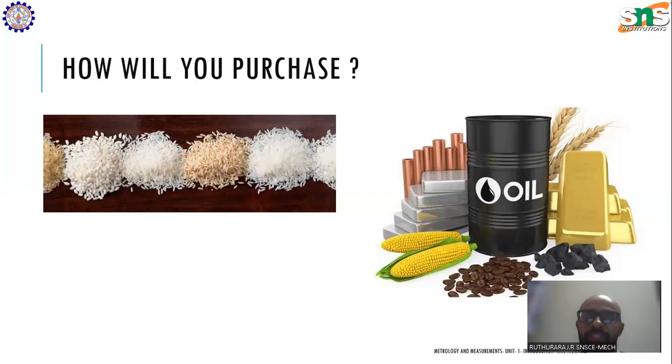What are the different forms of measurement? There are different measuring forms. For example, weight can be stated in terms of kilograms. Other than that, we can use ounces and pounds. So different forms of weight measurements are available. Similarly, oil or a liquid, you can measure in terms of liters or gallons. Like that, different measuring standards are available.